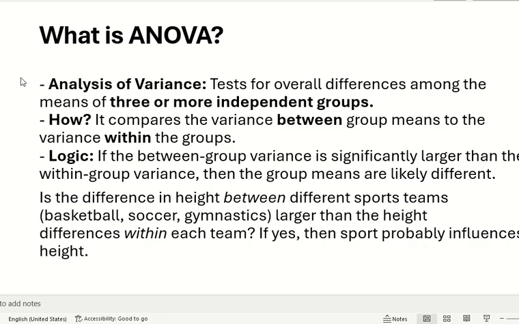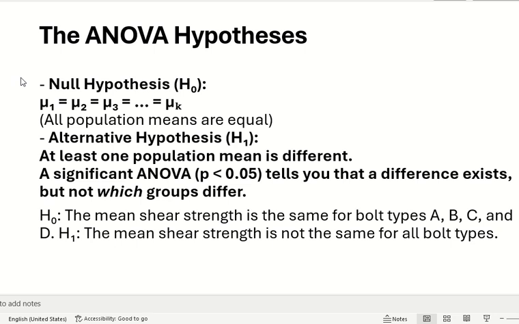So this is what I wanted to emphasize, that ANOVA says the overall variance can be equal or larger, but cannot be lower, as it would not make any sense. And again, we have the same significance level, 95%, with an error rate of 5%. In the example given here, the shear strength for different bolt types A, B, C and D is the same, and the alternate hypothesis is that it is not the same for all bolt types.